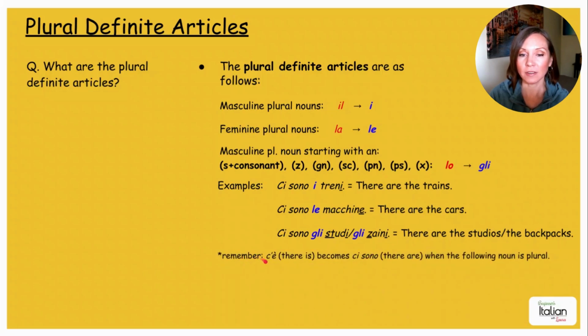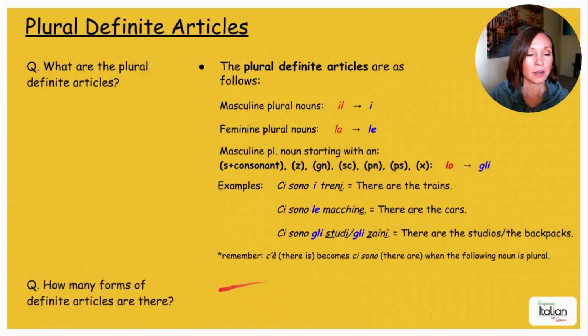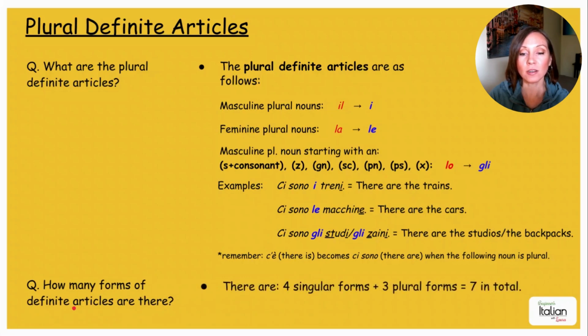And remember, just a note here, c'è, there is, becomes ci sono, there are, when the following noun is plural. Okay, so that's why we used c'è on the previous slide, and now we have ci sono, there are. How many forms of definite articles are there? There are 4 singular forms and 3 plural forms, which make up 7 in total.